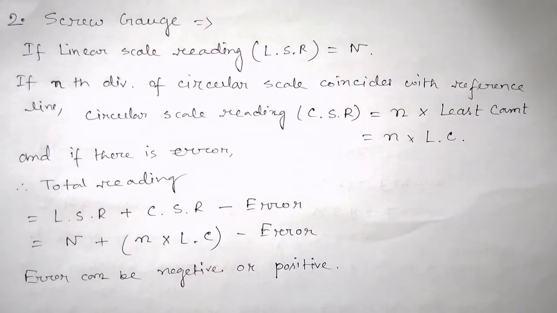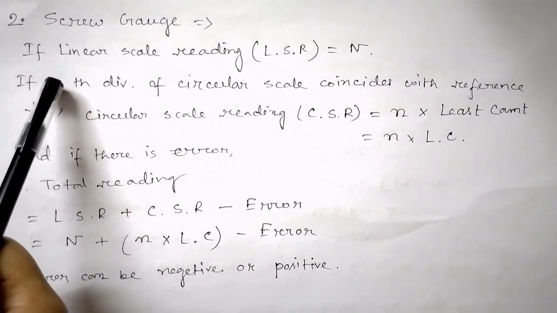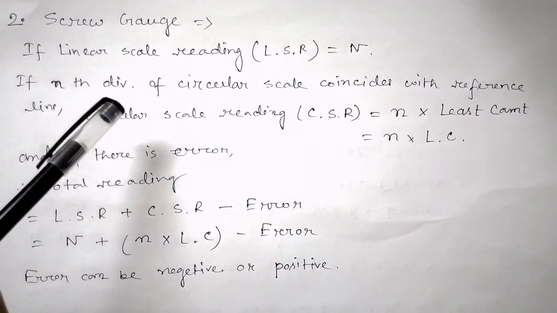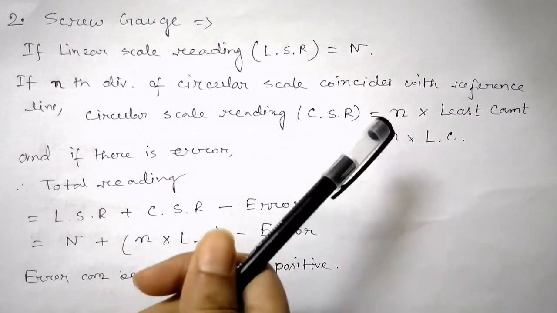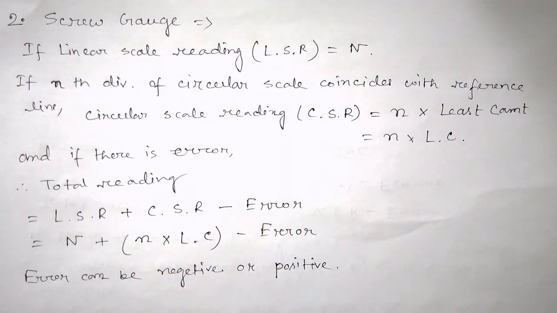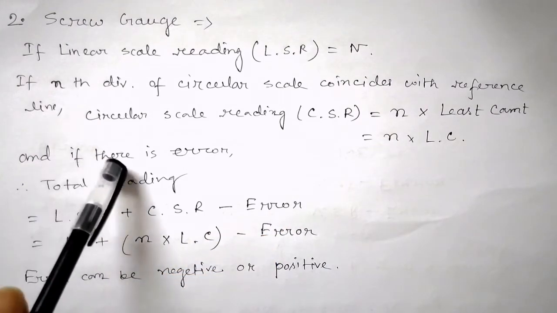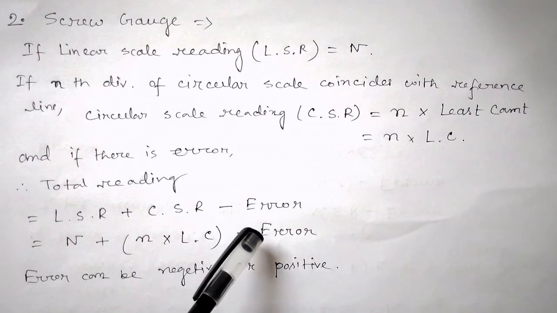Next is the screw gauge. You can see from the image, screw gauge has two types of scale. One is the linear scale and the other is the circular scale. If the linear scale reading is N and if the nth division of the circular scale coincides with the reference line, then the circular scale reading becomes n into least count. And you don't need to find the least count. In the question, the least count will be given. And again, if there is error, then the total reading becomes linear scale reading plus circular scale reading minus error. Same as the vernier scale.